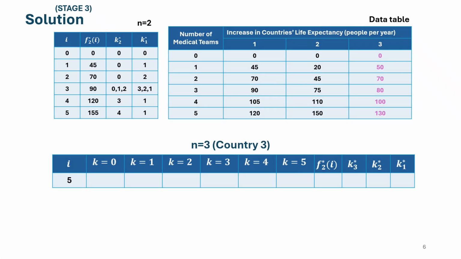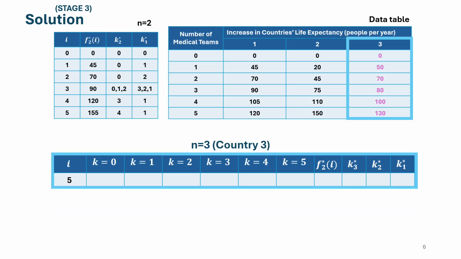We have now reached the final stage of our dynamic programming process, stage 3, for country 3. Here, we must determine the best allocation of our 5 medical teams. To do this, we will evaluate each possible decision for country 3. Let's walk through the calculations for our 5 teams.